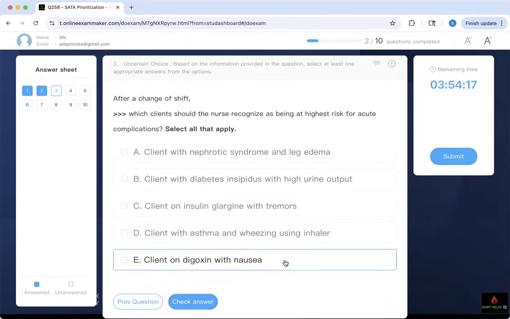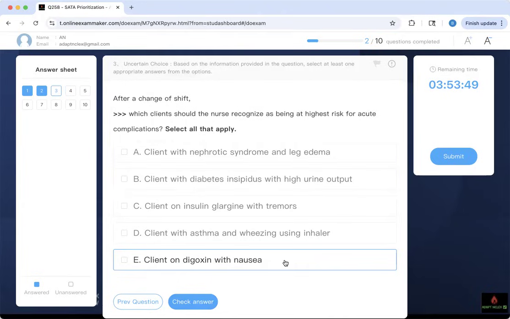Which client should the nurse recognize as being at highest risk of acute complication? That means, I put a bunch of language there. It's the same thing. I'm using risk reduction. I know you hear people talk about risk reduction. This is big. This is the way the question is. Prioritization. They change the word and they put a bunch of words there. It does not change the fact that the client is at highest risk for acute complication. It means you should prioritize this individual.